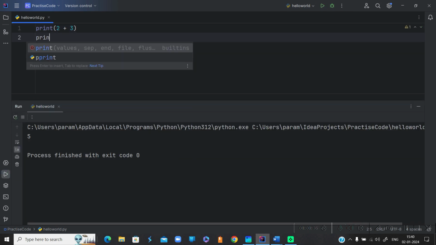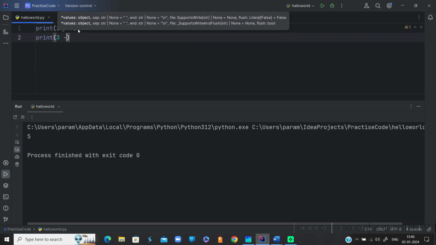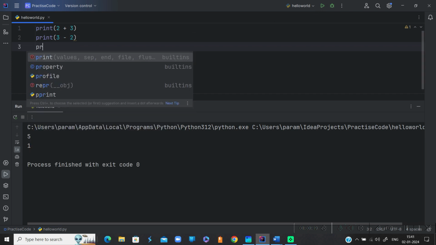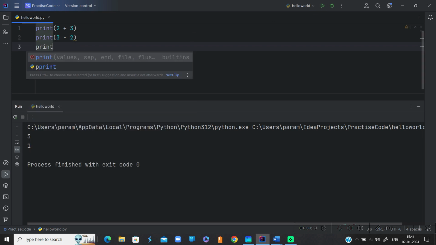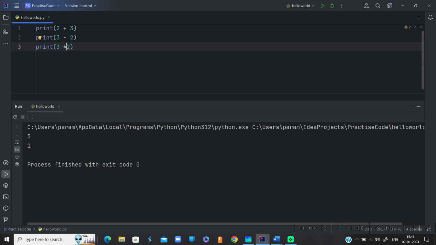Then print 3 minus 2. What did we get as output? 1. Print 3 into 2. What is the output? 6 we are getting.